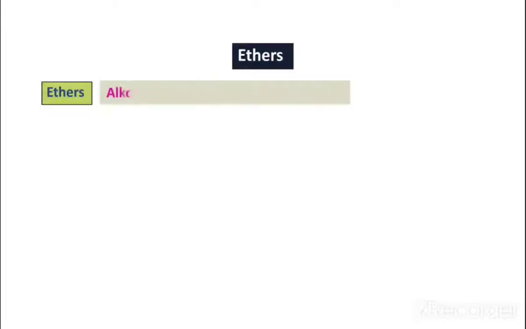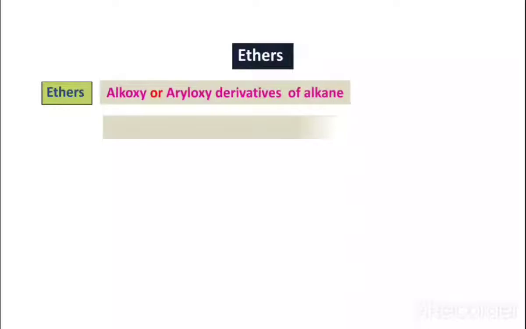The ethers are the alkoxy or aryloxy derivatives of alkane. The ethers are organic compounds in which two alkyl or aryl groups are attached to a divalent oxygen known as the ethereal oxygen. And these are represented by the general formula or having the IUPAC name, alkoxyalkane or aryloxyalkane.